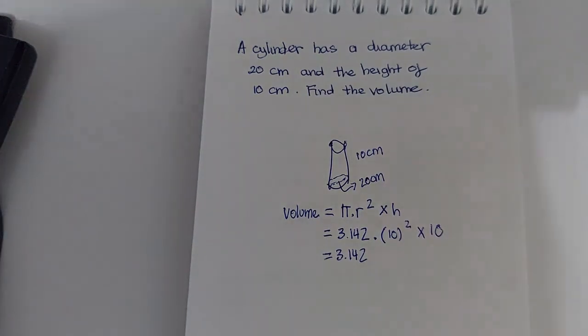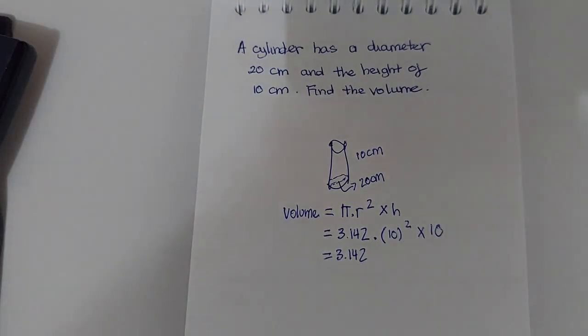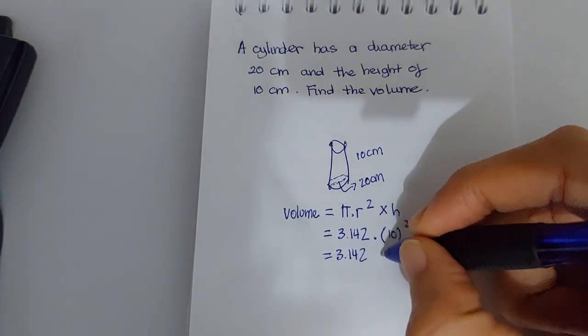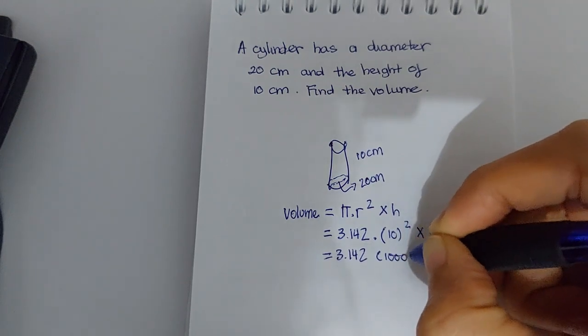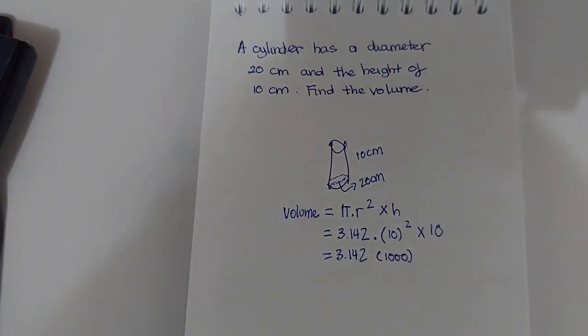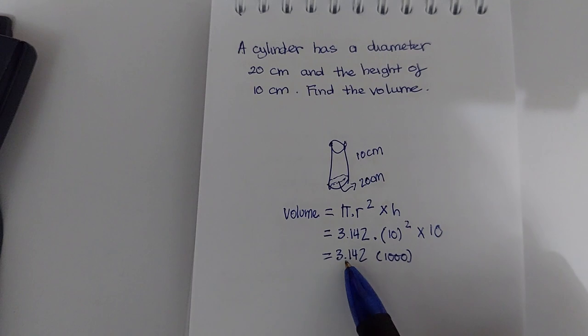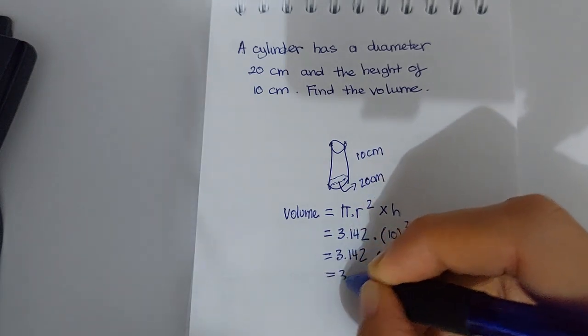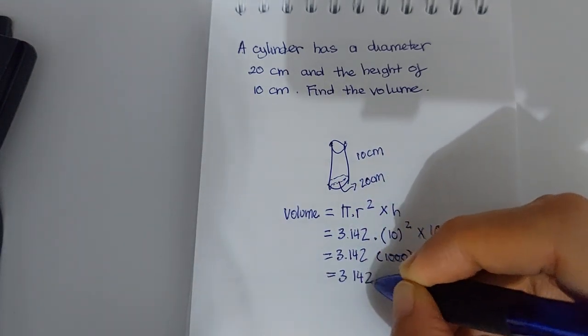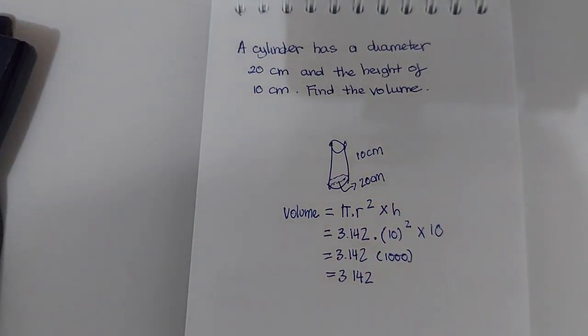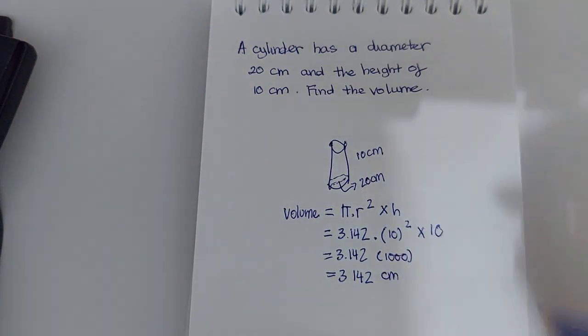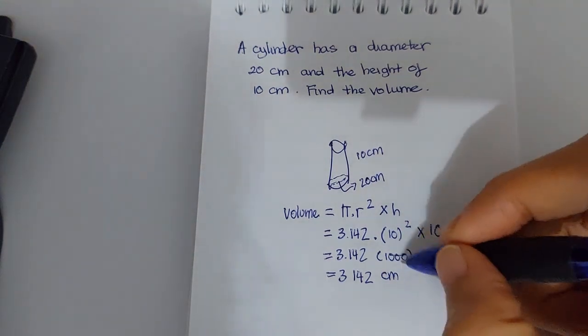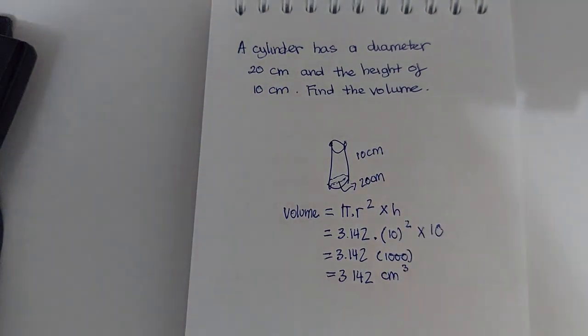3.142. 10 squared will be 100. 100 times 10 will be 1000. So this one will be times it by 1000. And this one is the base of 10, consisting of 3 zeros. So you can just move the dot 3 times to the right. So it becomes 3142. And don't forget the unit for the volume, guys. This one will be what? Centimeter. And then for the volume will be? Cubed, yeah, done.